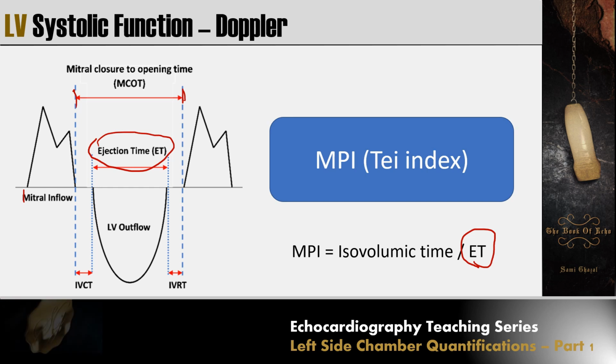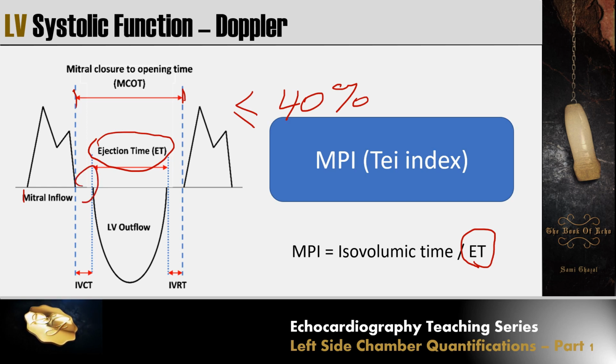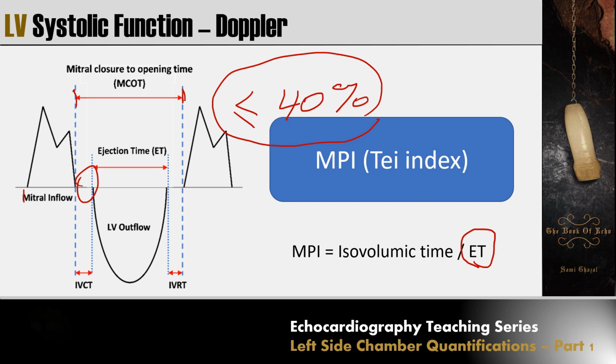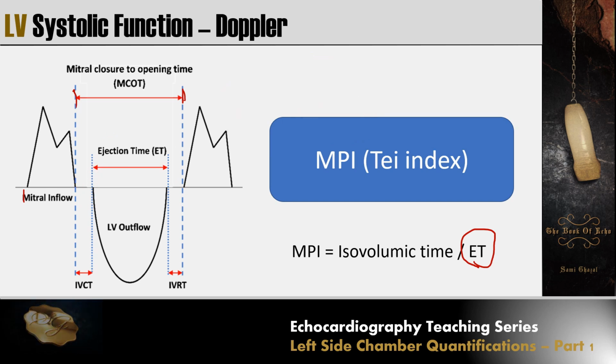And normally it should be less than 40%. So less than 40% of the work time is accepted not to produce any flow, only less. More than 40% is abnormal and indicative of abnormal LV function. And also you have to note something: since it is not purely systolic, let me show you, because this part here is part of diastole, the MPI reflects LV function, systolic and diastolic as well.